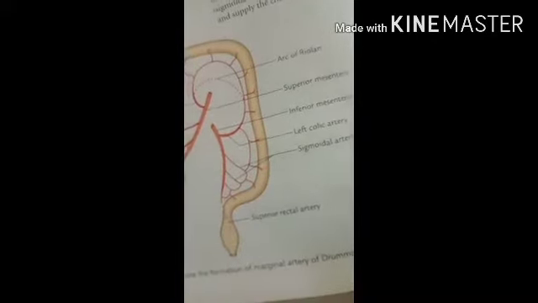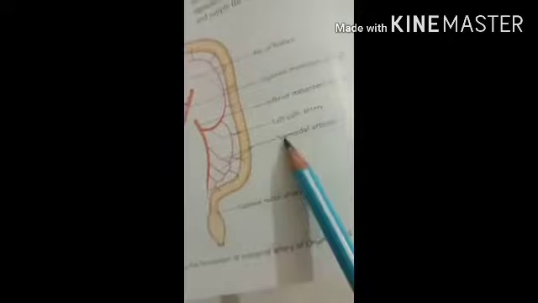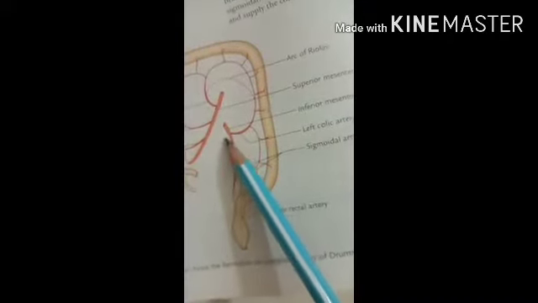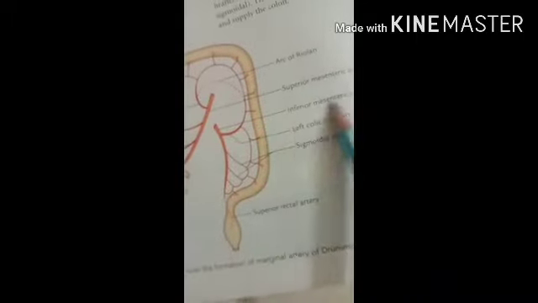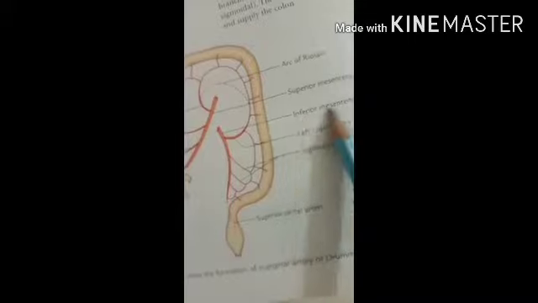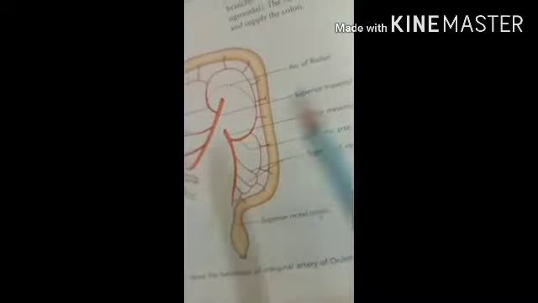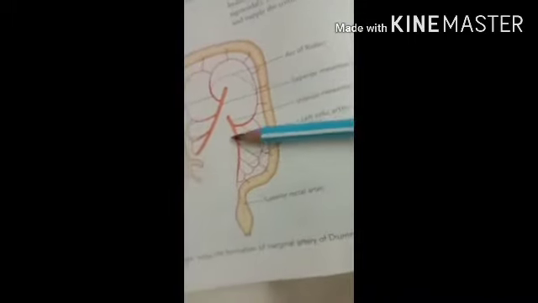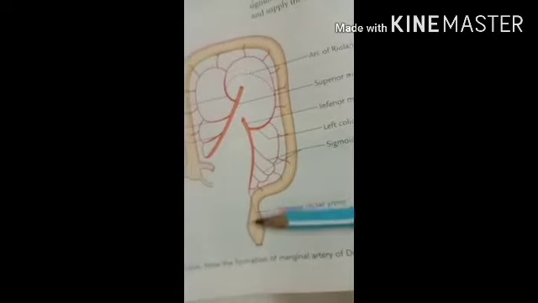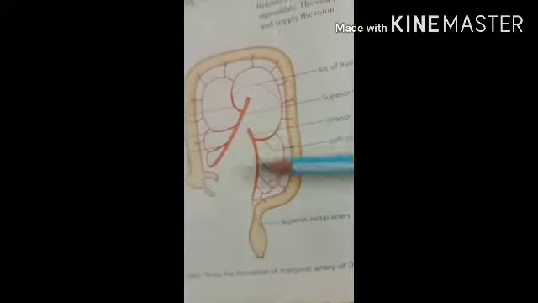So this one. Okay? Then the sigmoidal artery. Here you can see the sigmoidal artery. That is also a branch of the inferior mesenteric artery. So here you can see the left colic artery and the sigmoidal artery. These are branches of the inferior mesenteric artery. And the superior rectal artery. Here you can see the superior rectal artery, which is also a branch of the inferior mesenteric artery.